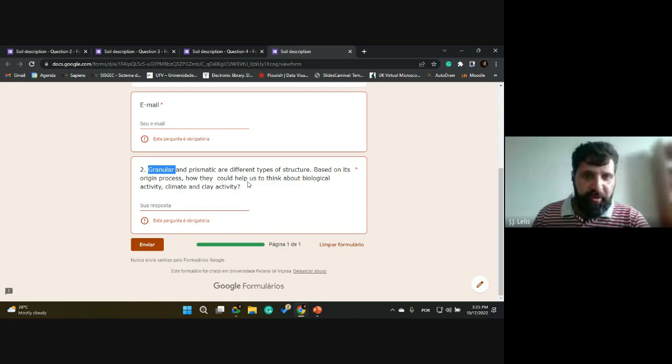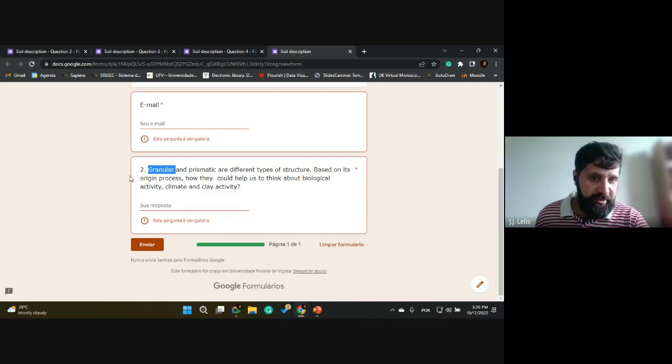To respond to this question, we should remember how granular and prismatic structures are formed. Granular structures are formed by interaction between organic matter and clay minerals, especially kaolinite and iron oxides. So to form a granular structure, I should have a high content of organic matter and clay minerals that present a low activity clay like kaolinite and iron oxides.